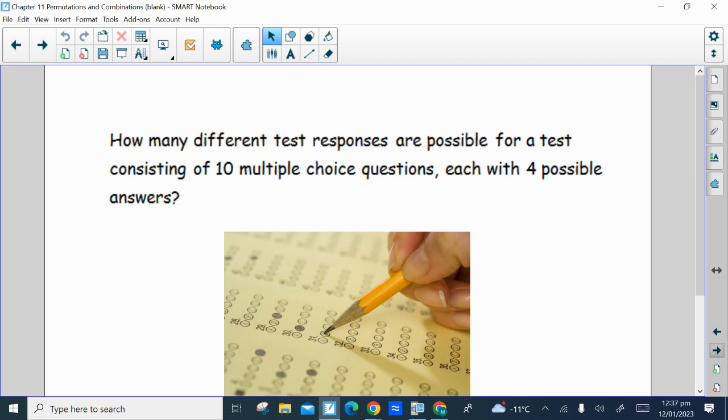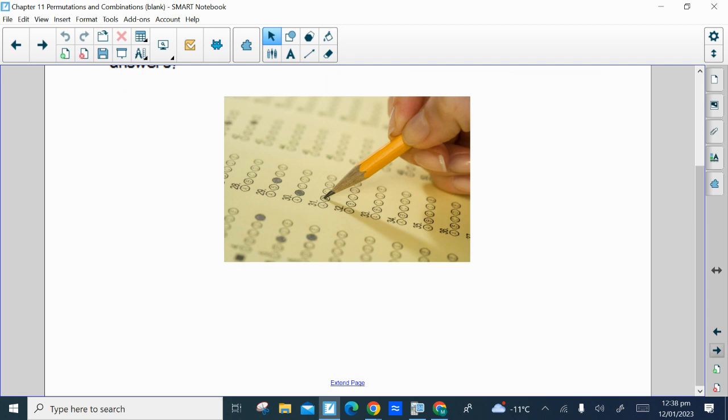How many different test responses are possible for a test consisting of 10 multiple choice questions, each with 4 possible answers? So if you were guessing at every one, how many different possible answer sheets could you put out? This is another example of using permutations and combinations.